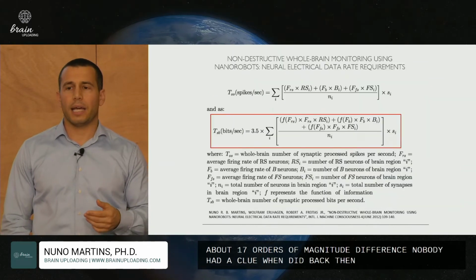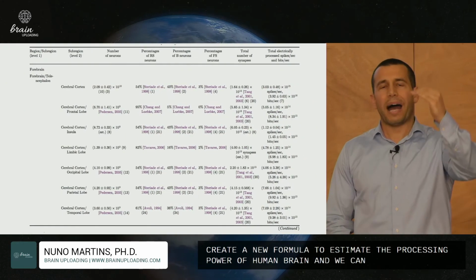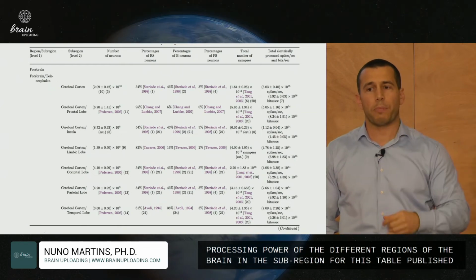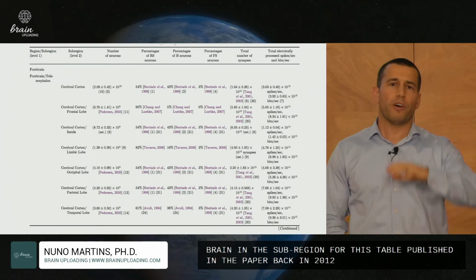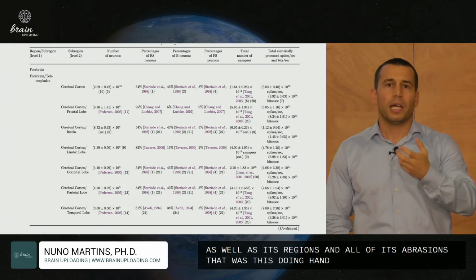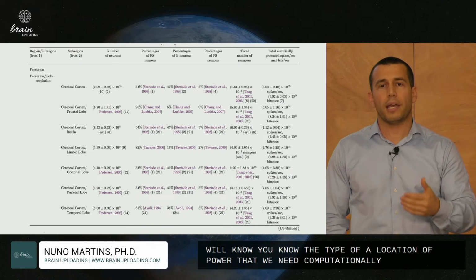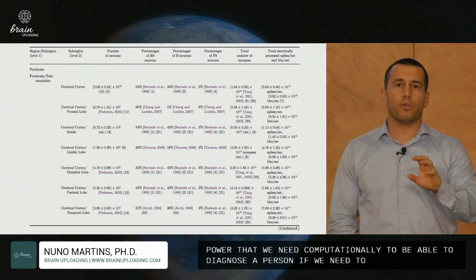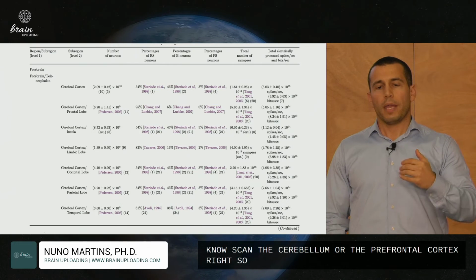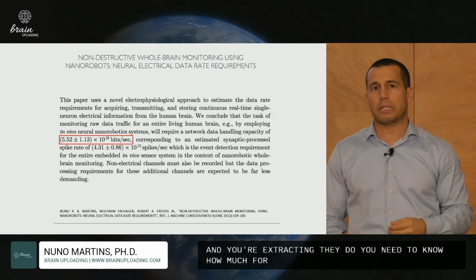So what we did back then was to create a new formula to estimate the processing power of the human brain, and we compiled the processing power of the different regions of the human brain and its subregions. This table, published in a paper back in 2012, compiles the processing power of a whole human brain, as well as its regions and all of its subregions. With this tool in hand, physicians in the future will know the type of allocation of power that we need computationally to be able to diagnose a person if we need to, for example, scan the cerebellum or the prefrontal cortex. So if you want to treat a patient and you know the part of the brain you want to treat, and you're extracting data, you need to know how much processing power you have over there.